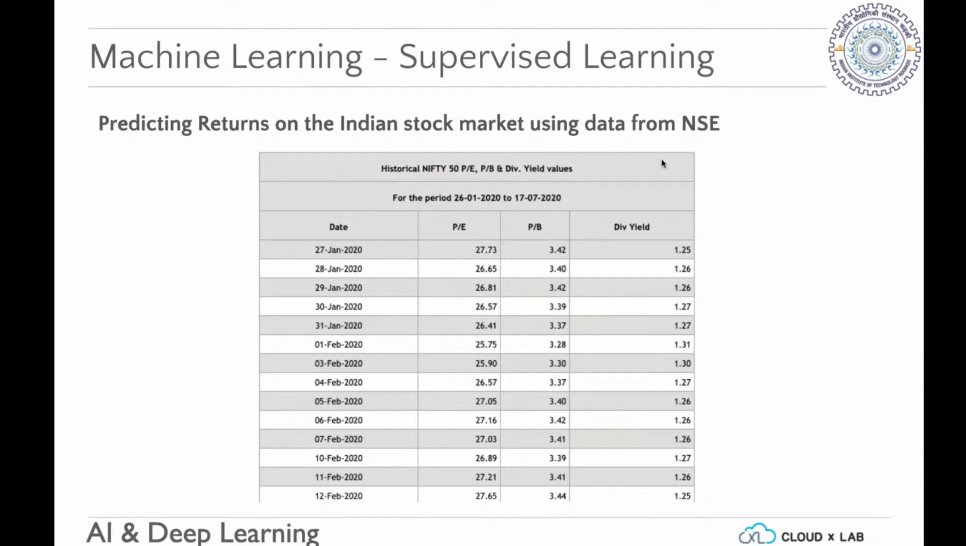So this is some data used on the NSE, the National Stock Exchange of India. If you go to the NSE website, you can get this information called PE ratios, PB ratios, and dividend yields. You can get this for historic data, and you can also get the index value at that particular date. So what I did is I built a model.